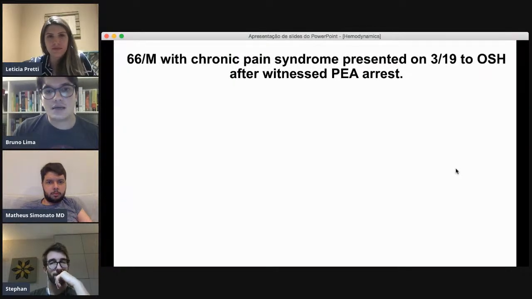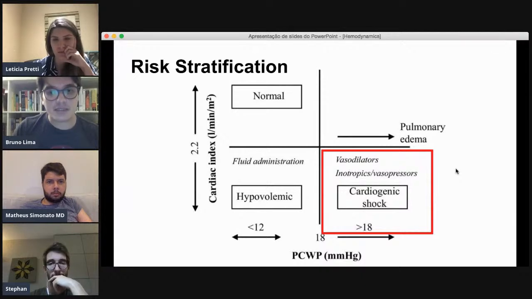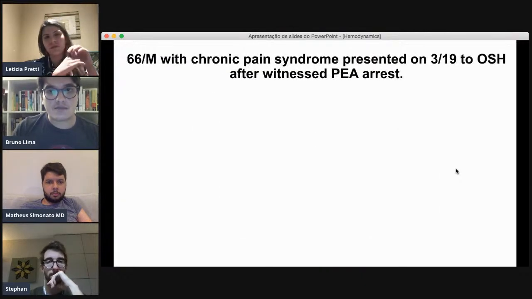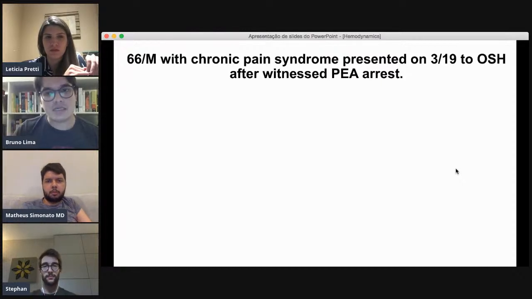So this is it for the cardiogenic shock. Okay, so pretty much a classic case. So here is another case. This is a real case.